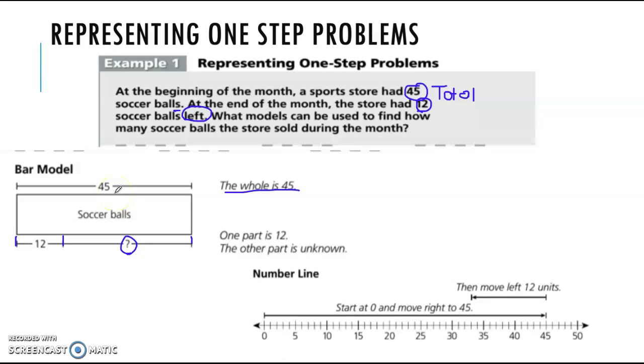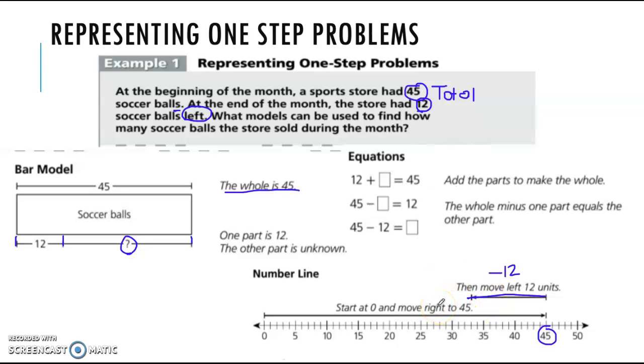Let's see how it looks on a number line. Same thing. I start at 0 and I start at 45 because that's the first number that I have. But since I'm looking to see what was left, I have to move 12 units to the left. So this means, again, that I'm going to subtract. If I'm going to the left of my number line, that means I'm going to subtract, or if I'm going backwards. And an equation is just simply setting up the equation of what I did. I did 45 minus 12, that would give me my answer.